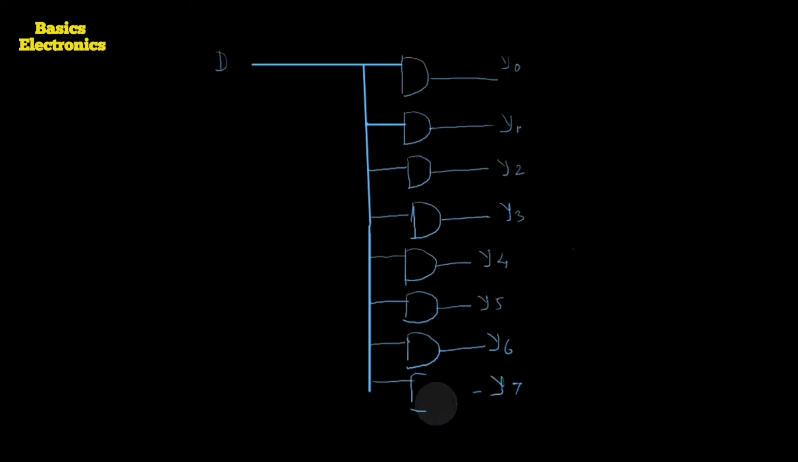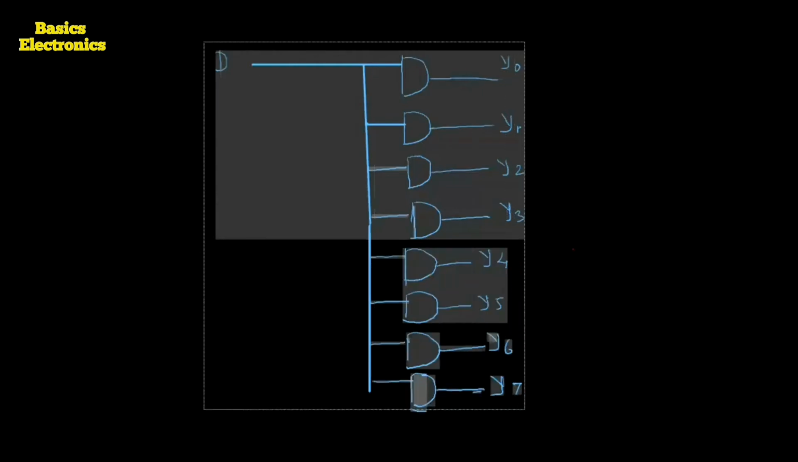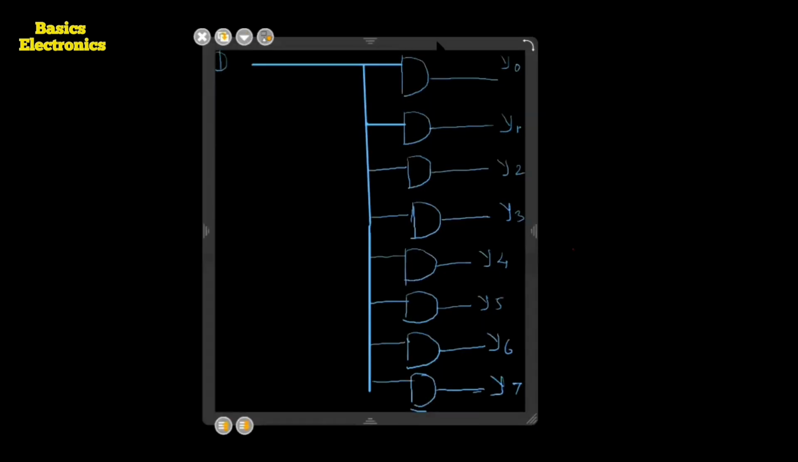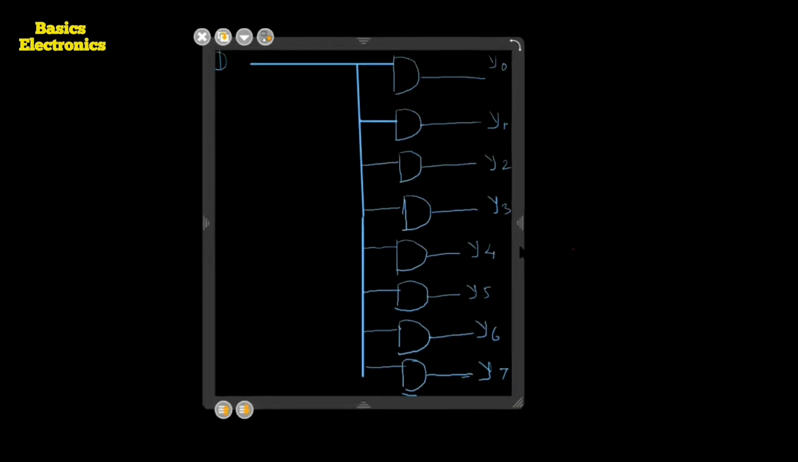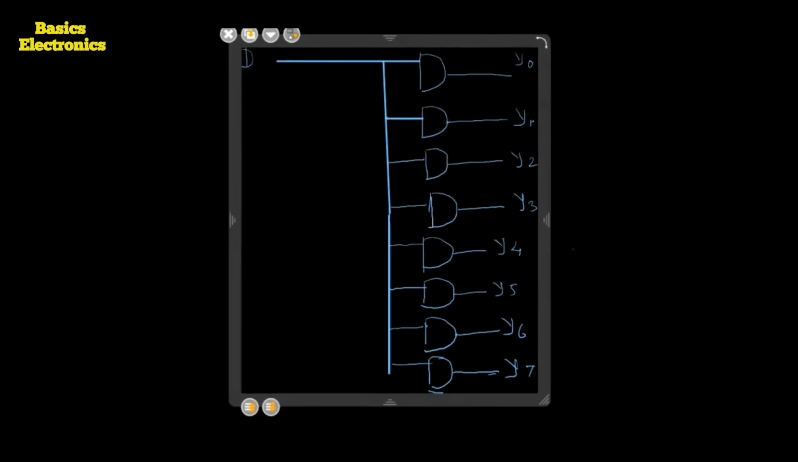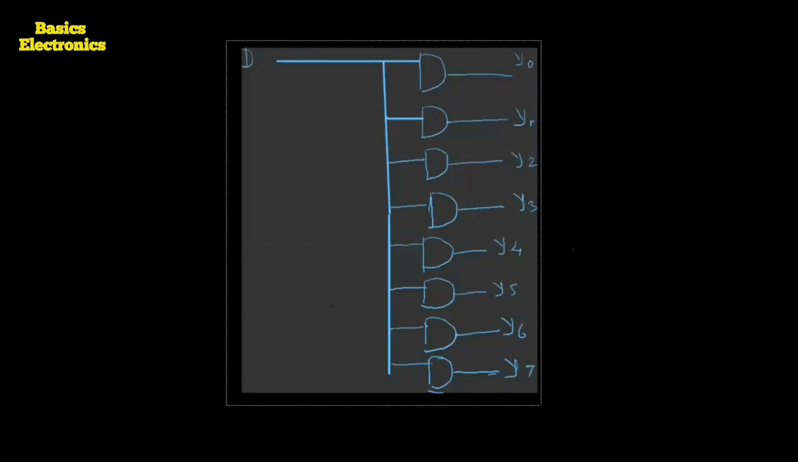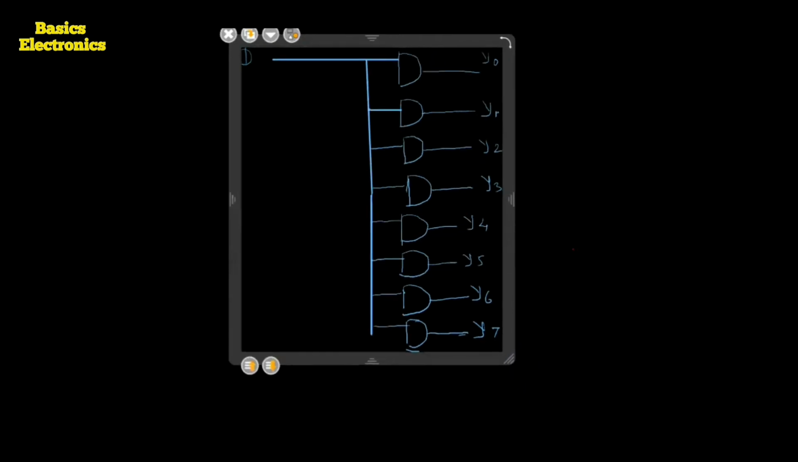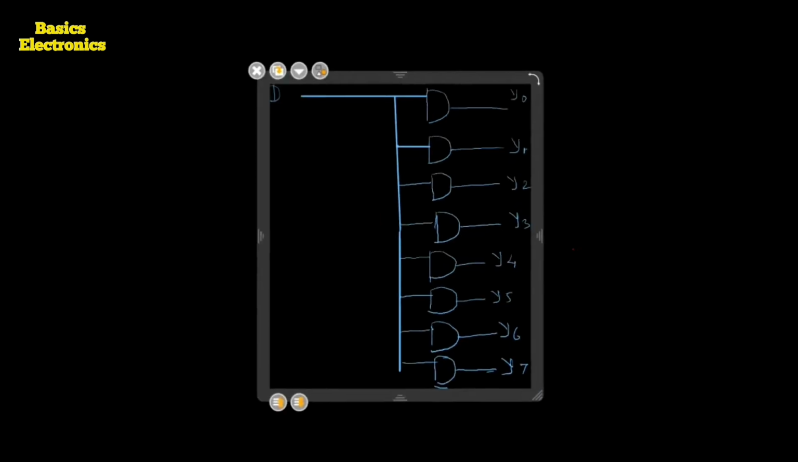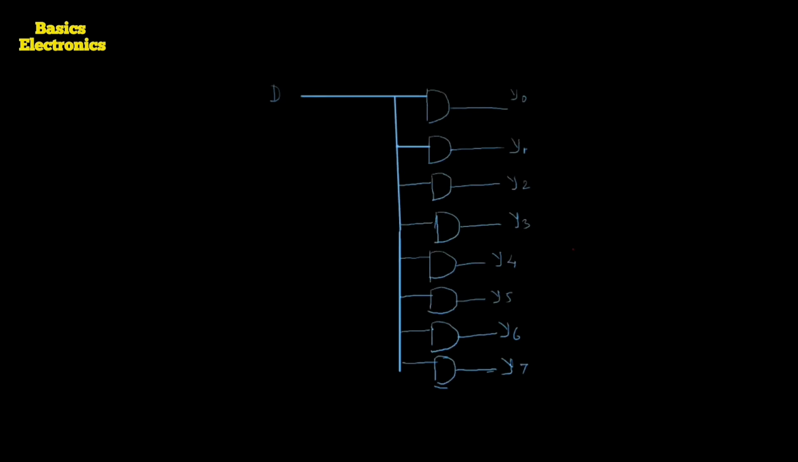Now what to do after this? After this, we require to make the other connections. What are the other connections? All the AND gates have the data, and all the AND gates have the output. After that, we require to connect the select lines. For the select lines we require 3 select lines: S0, S1, and S2.